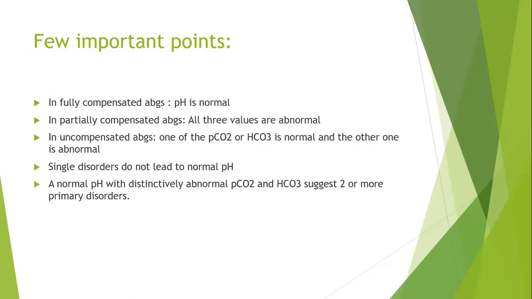So these are a few important points which should always be kept in mind. In fully compensated ABGs, pH is normal. In partially compensated ABGs, all three major values, that is pH, PCO2, and bicarb, are abnormal. In uncompensated ABGs, one of PCO2 or bicarb is normal and the other one is abnormal. And single disorders do not lead to normal pH. A normal pH with distinctively abnormal PCO2 and bicarb suggests two or more primary disorders.